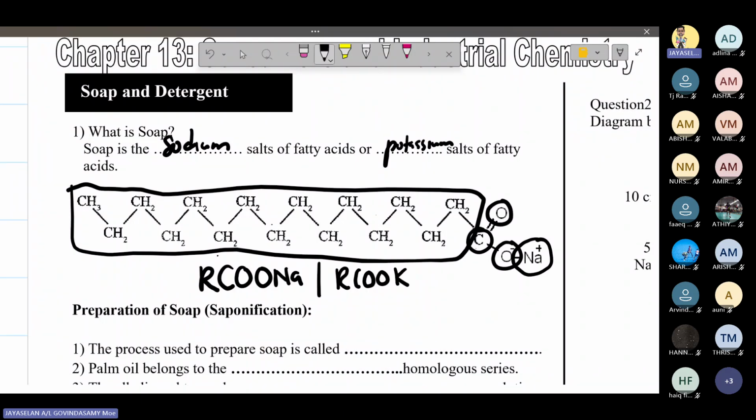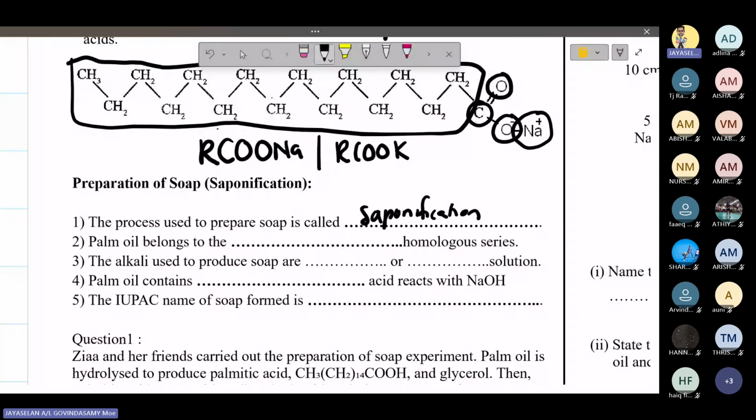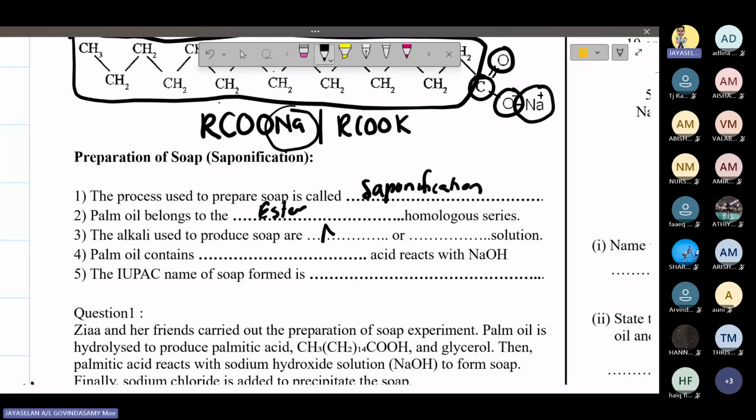So the soap making process is called what process? Saponification process. Palm oil or any oil, any fat, belongs to what homologous series? Answer: ester. You get 1 mark. The alkali used to make soap, we got 2 alkali only. For this, we use what? Sodium hydroxide. For this, we use what? Potassium hydroxide. You already score 1 mark. Any question?